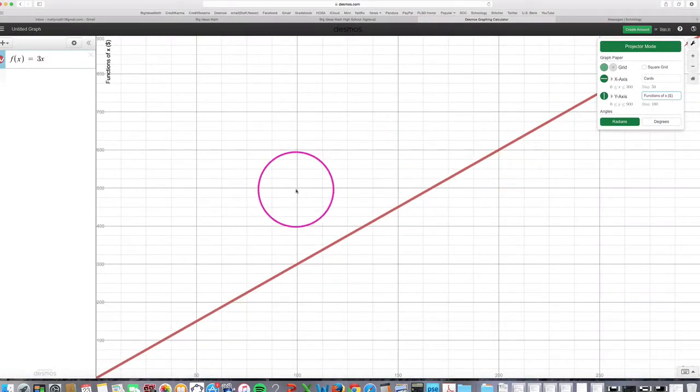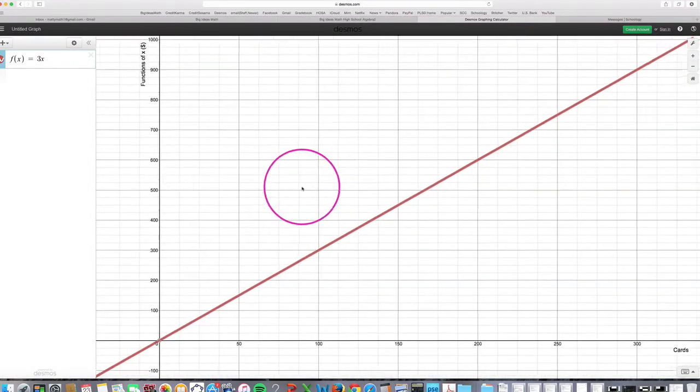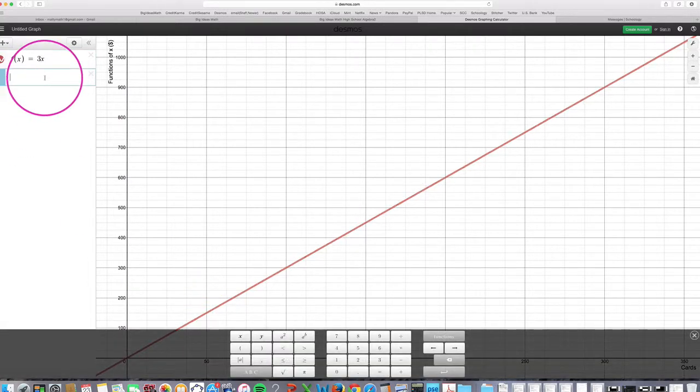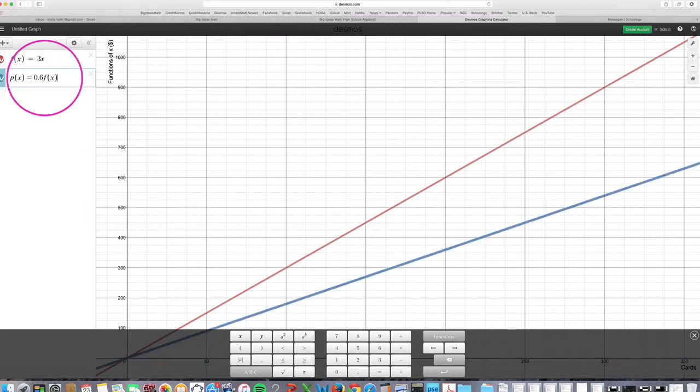All right, so now looking at this, I'm going to zoom out just a little bit here. You can see that our revenue equation is increasing, and it's increasing at a rate of $3 per card. When we now go up here and we say, well, let's put in our profit equation, we were able to get this as a combination of transformations to our original revenue equation. So we said it's 60% of that plus 15. We could even write it this way, 60% of f of x plus 15.